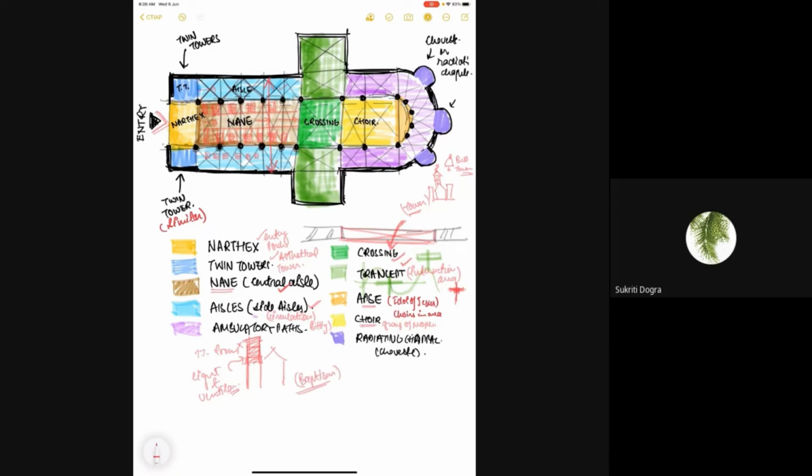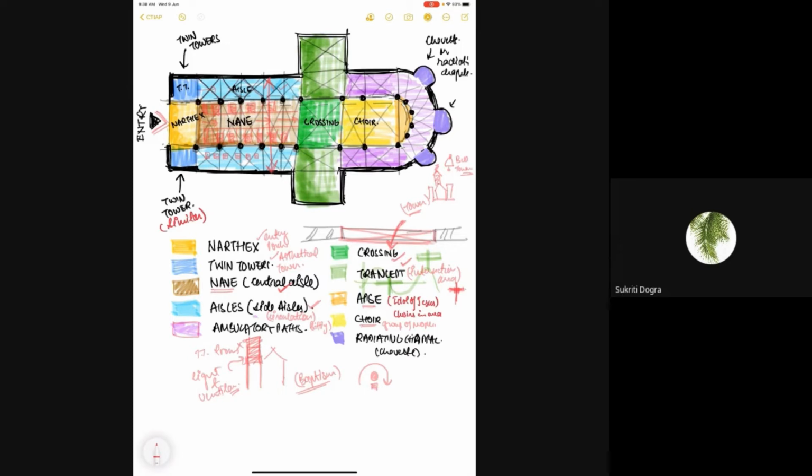Next, coming to your ambulatory path. So, ambulatory path in our culture is called pradakshina. In Hindu temples and in most of the Shiva and most of the Vishnu temples in India, we have this pradakshina path in which we take a complete circle around our idol, and then we bow down to the idol and pray to the god.